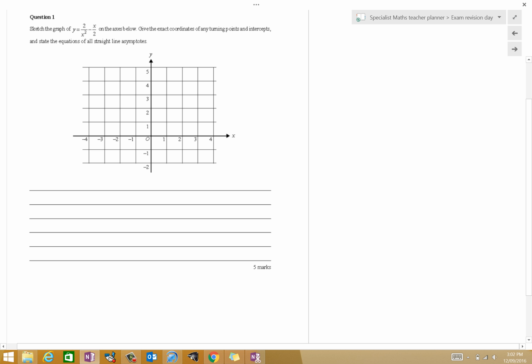Now with this one, what I'm talking about is addition of ordinates. If I have the graph of 2 over x squared, let's have just an idea of what the general shape is going to look like. Isn't 2 over x squared going to look like something like this? Would you agree? Now, what's the graph of minus x on 2 going to look like? It's going to have a gradient of negative a half. So it's sort of going to look something like this.